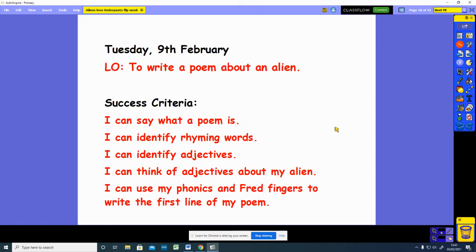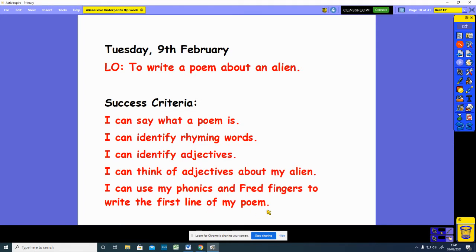Our learning objective today is to write a poem about an alien. So, how are we going to do this? Let's look at our success criteria. This is what we're going to be learning to help us to write our poem about an alien. I can say what a poem is. I can identify rhyming words. I can identify adjectives. I can think of adjectives about my alien. I can use my phonics and thread fingers to write the first line of my poem.